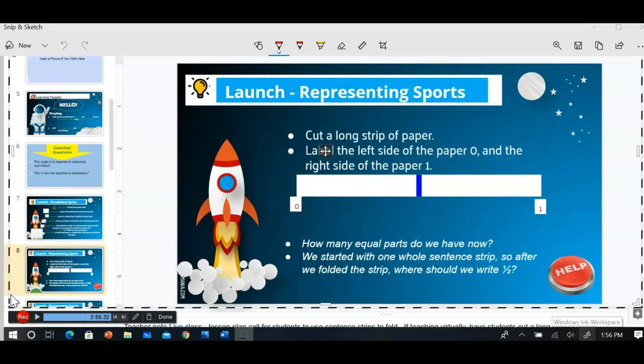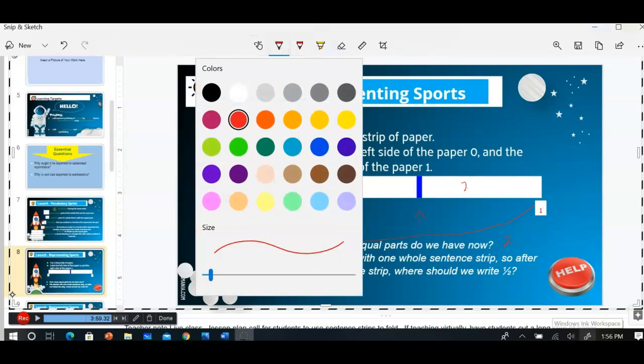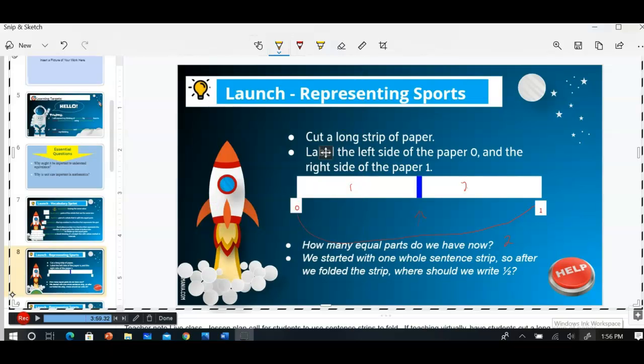So you've had a chance to look at this and try to answer the questions. So how many equal parts do we have now? So when we look at the picture, this is 1 part and this is 2 parts. So we've got 2 equal parts. So we started with 1 whole strip. So this entire thing right here was 1 whole to begin with. So after we folded it and we drew a little line right there, where should we write 1/2? That fraction should be written right here in the middle, because that's where that blue line is. It's right in the middle.